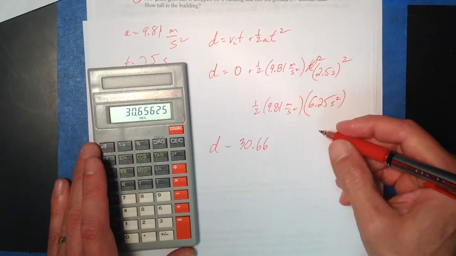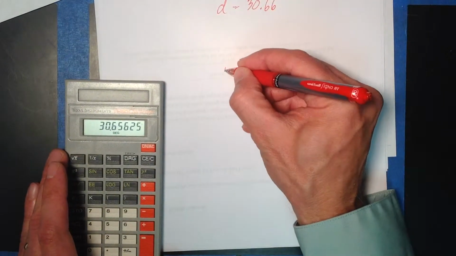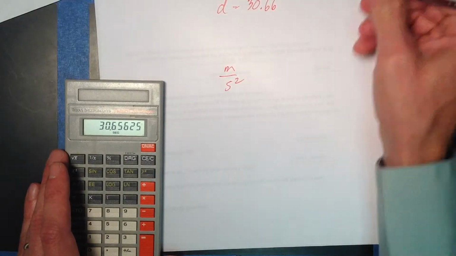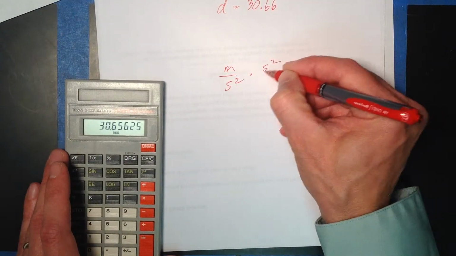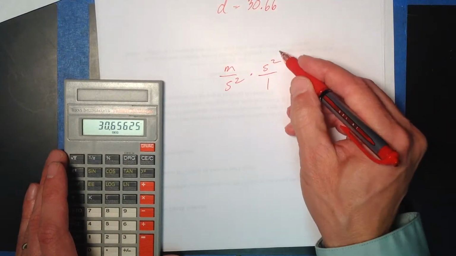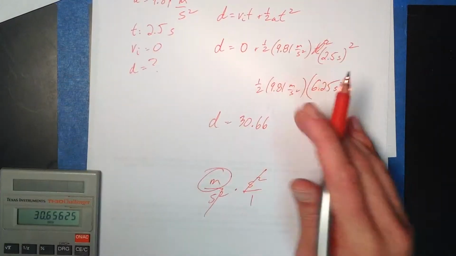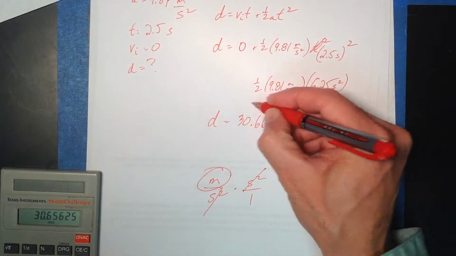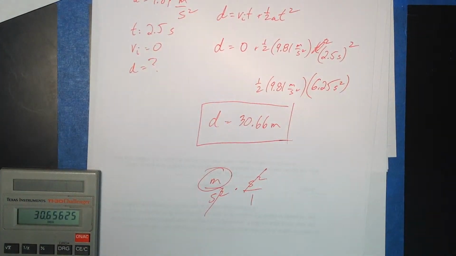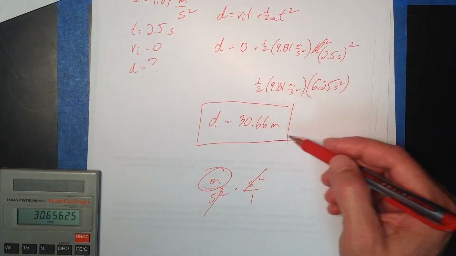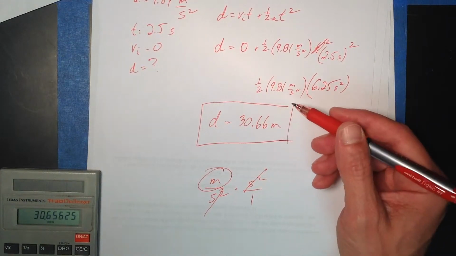Now let's do the units. I'm going to do it on the bottom. It is going to be meters squared times seconds squared. Put that over 1. Notice these are going to cancel out. Our units are going to be meters, and you always want to check, does that make sense that we measure distance in meters? And it does, okay? We measure distance in meters, and that's going to be your answer.